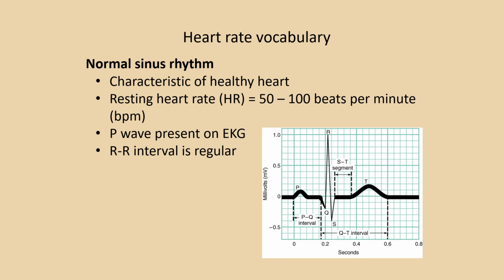In a normal sinus rhythm, the distance between R peaks, the R to R interval, is regular, meaning depolarization of the ventricles occurs at an even, equal pace. So there is a regular rhythm to the heart rate. And also, in a normal sinus rhythm, there's an identifiable P wave on the ECG. And when we see that P wave, we know that the atria have depolarized in advance of the ventricles. So all of those things are good.